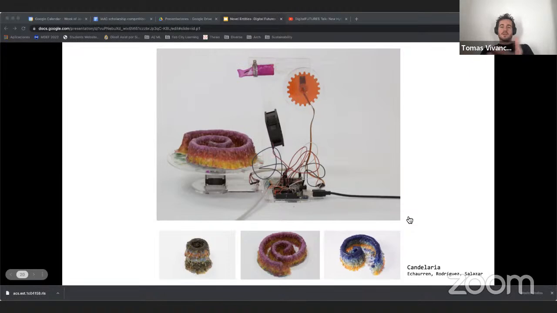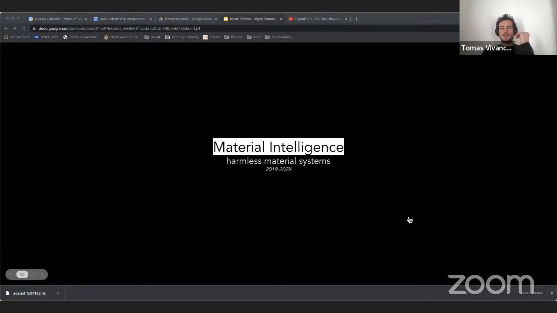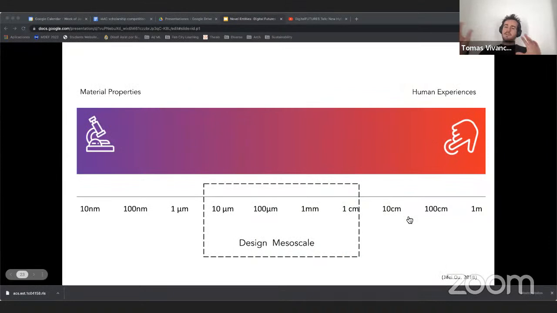The second stage of ideas is material intelligence, working with this idea of design mesoscale that I first heard from GFAO in Shanghai a couple of years ago, where we don't work with materials at the scale where material scientists would work, but also we don't work at the long scale of architecture or design. It's just this small scale in between where materials become interactive.